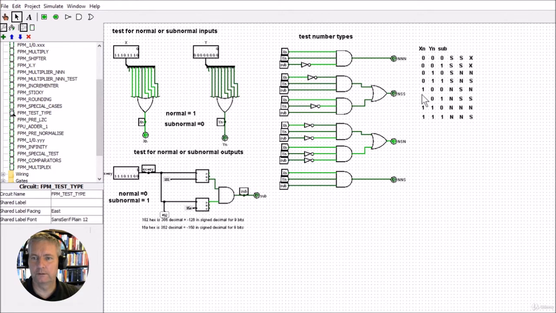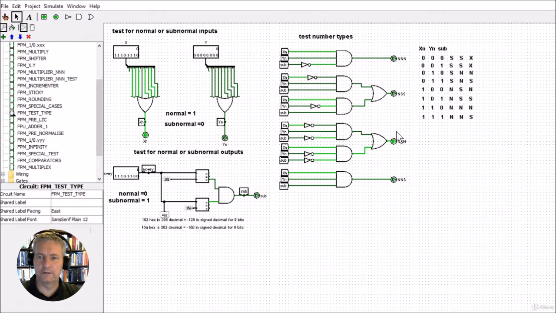And again, we could look at this one here, and we could leave the x and also the sub the same, so that's the x and the sub the same, and we would have to invert the y input. Okay, and this would give us a normal times a subnormal given a subnormal. Now you could go through the same for this one here, and you're going to have to do another 2, this one and this one.